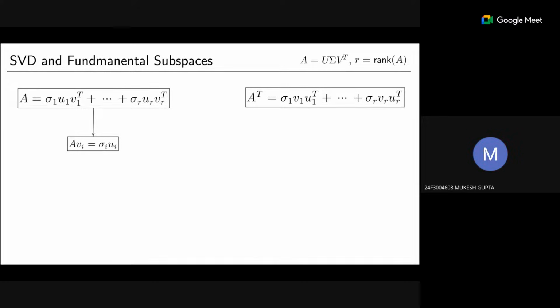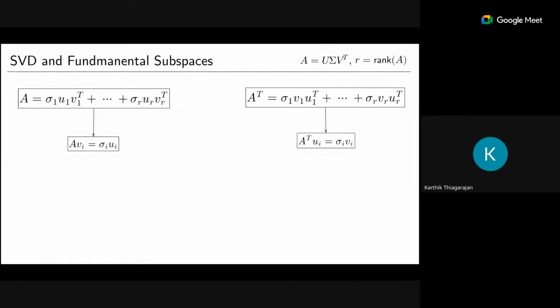Using the usual rules, transpose of AB is B transpose A transpose. So V1 transpose transpose becomes V1, giving V1 U1 transpose. The order changes. Therefore, A transpose UI is equal to what? If you multiply both sides by U1, what will you get? Sigma I VI. Right?